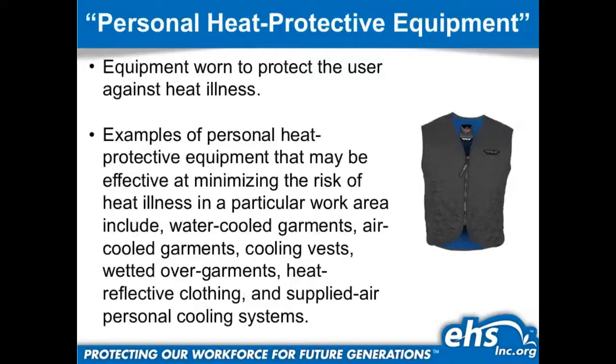Personal heat protection equipment: equipment worn to protect the user against heat illness. Examples of personal protective equipment that may be effective at minimizing the risk of heat illness in a particular work area include water-cooled garments, air-cooled garments, cooling vests, wetted overgarments, heat reflective clothing, and supplied air personal cooling systems. As you see in that picture, that vest, I can speak for it personally as somebody that does a lot of dirt bike riding, a lot of motorcycle riding out in the desert where it's 100 degrees during July. That does substantially work.